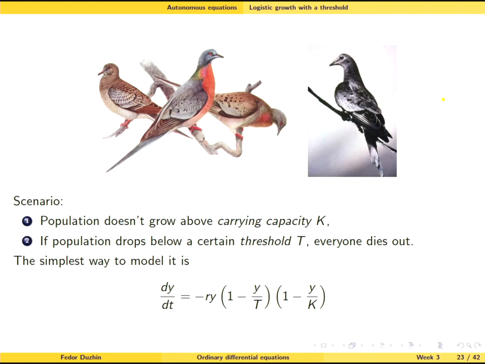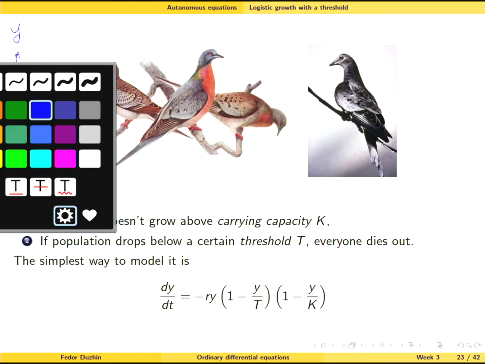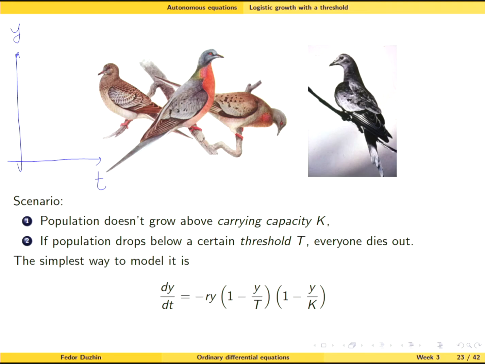So what we need is basically the idea here. Let me try to explain. So if this is the plane T, Y, then what we should have is not two, like in the logistic equation, but three equilibrium solutions. So one of them is zero, right? So zero should be an equilibrium solution. So then another solution is called T, threshold. So y equals T is an equilibrium solution.